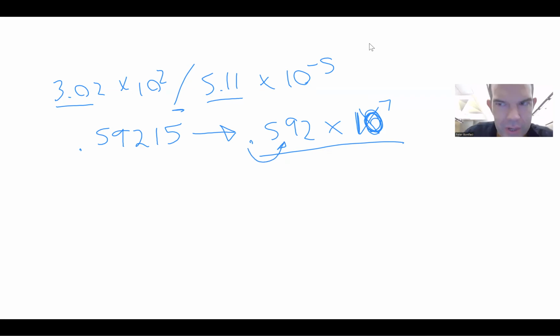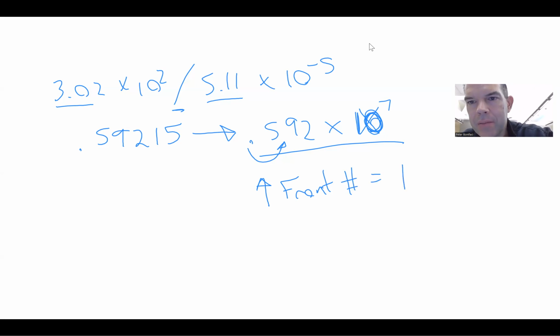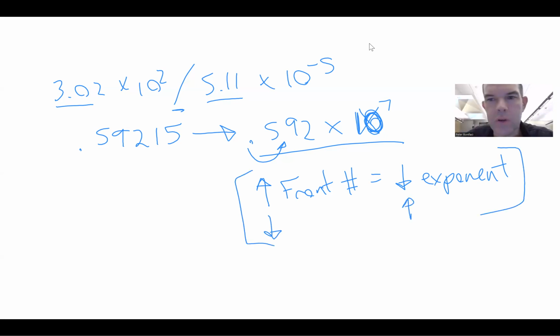Okay, so here's the rule, and I think you want to write this down in your notes, or at least make a little note. If you make the front number bigger, you're going to have to make the back number, or the exponent, smaller. And the same deal goes the other way. If you go down in the front number, you have to go up in the exponent. So if you had a note, that's what your note should be.